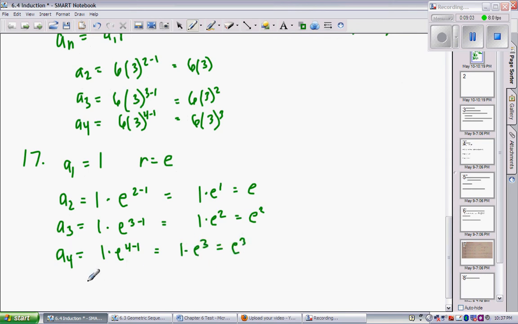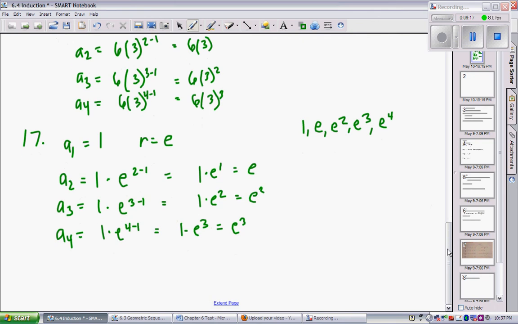Okay? What's my fifth term going to be? e to the 4th. So my 5 terms are 1, e, e squared, e cubed, e to the 4th power. Okay? So, really good problem. And again, you don't need to use a calculator for it, but if you decide to, you can. You'll just have decimals in your final answer.